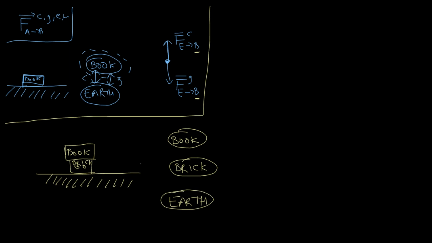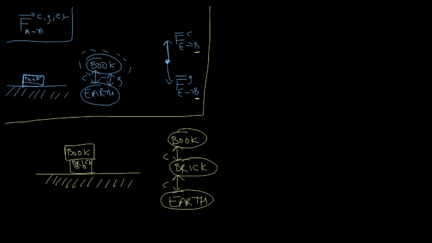Now, the interactions. Here we have to be a little bit careful. You can see the earth is in contact with the brick, so I have a contact interaction between the earth and the brick. Now, the book is in contact with the brick also, so I have a contact interaction between the book and the brick. However, the book is not in contact with the earth, so there is no contact interaction between the book and the earth.